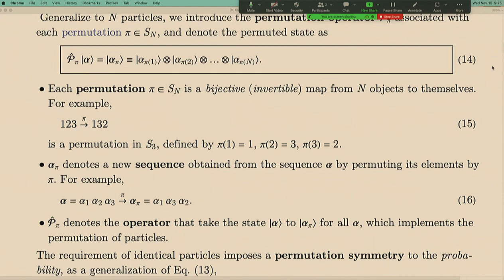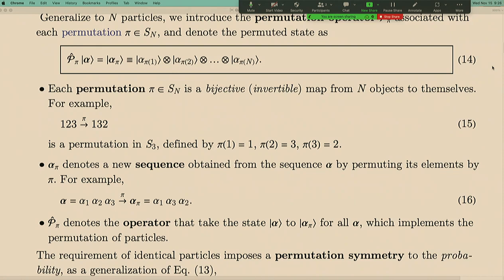For example, we have 3 objects, which are called 1, 2 and 3. We just use integers to label these 3 objects. Under permutation, one possibility is that you can exchange the second and the third object, such that 1, 2, 3 under the permutation becomes 1, 3, 2. So 1 gets mapped to 1. This object doesn't get permuted, but 2 and 3 interchange. So 2 goes to 3 and 3 goes to 2. This is what we mean by permutation.